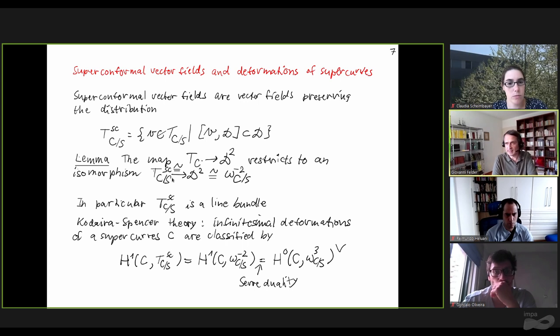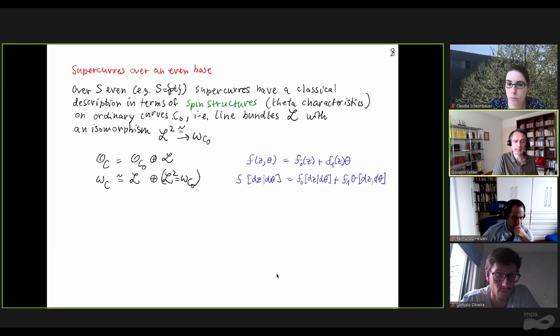And then there is a standard story of Kodaira-Spencer, which tells you that the infinitesimal deformations of an object like this are classified by H^1 with coefficients in the appropriate tangent sheaf, which in this case is the sheaf of superconformal vector fields. So this tells you, by Serre duality, which appears from the fact that you have a canonical bundle, which is the dualizing sheaf in this case, you get this description of the infinitesimal deformations. Okay, so let me be a little more explicit about these things.